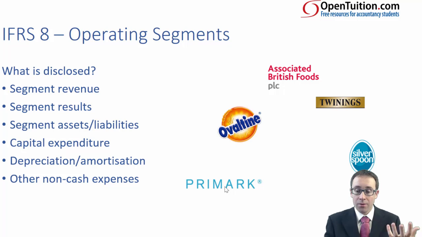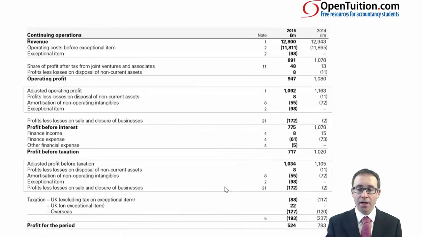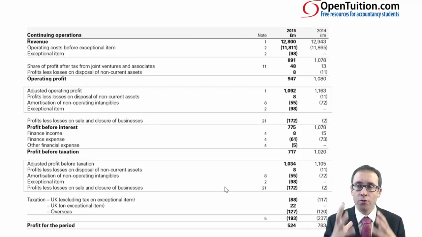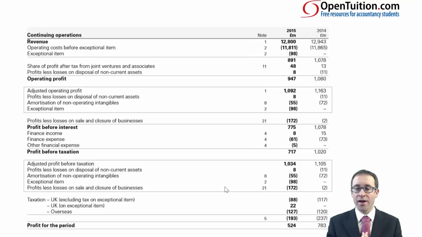Okay, so let's go through and have a look at it and see, can we spot the revenue, the results, the assets, the liabilities, the capex, depreciation, amortization, and other non-cash expenses. So if we go through there and have a look at the group financial statements of AB Foods from 2015 and 2014. So what you can see there is at the top you have the revenue. Okay, so I think you can see that the revenue for 2015 is £12,800 million.